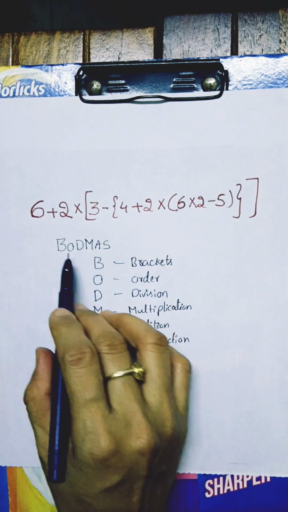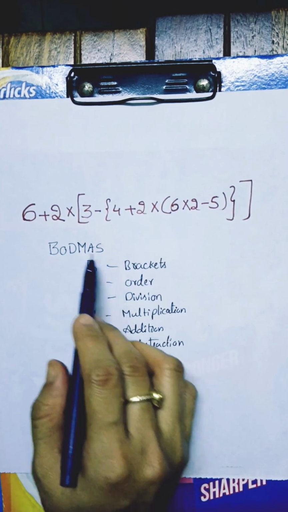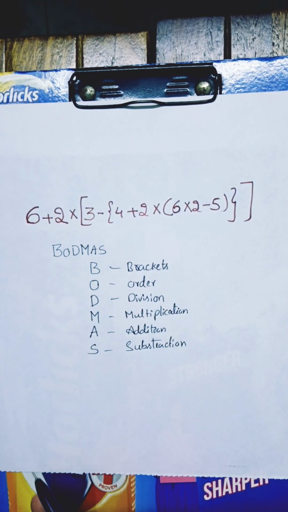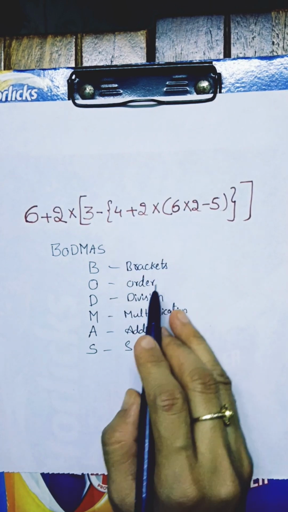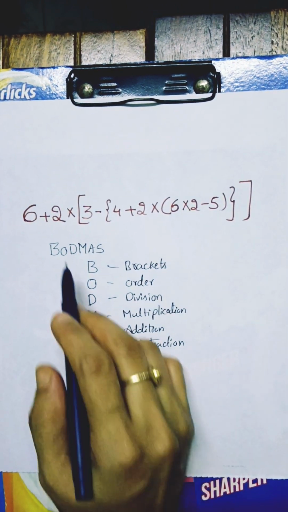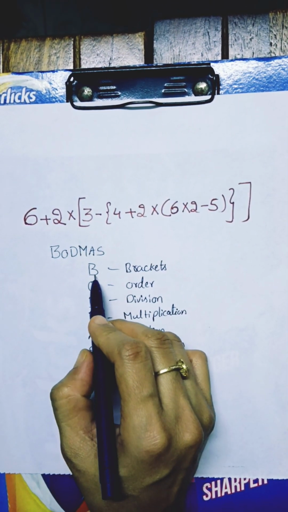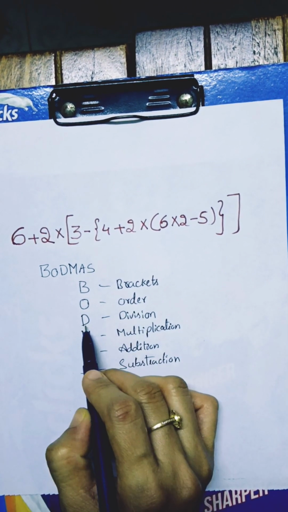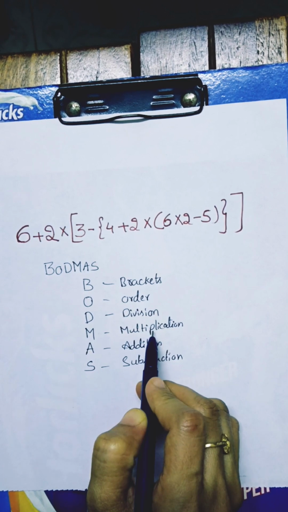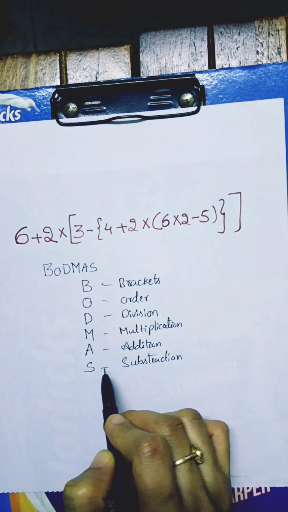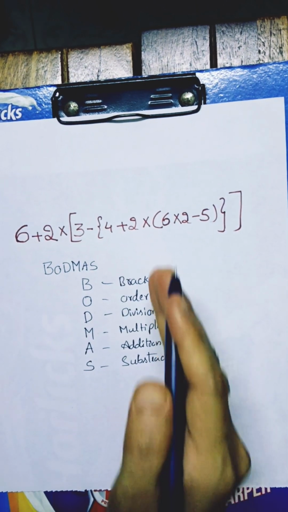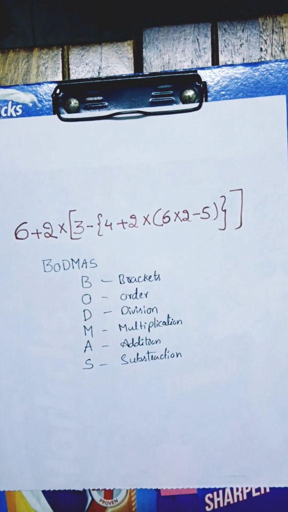Then we all know the BODMAS rule. If you all know the BODMAS rule and the order of doing it, then it's very easy for you to do this type of problems. Here BODMAS is nothing but brackets. B stands for bracket, O for order, D for division, M for multiplication, A for addition, and S for subtraction. According to this format, we have to do this type of sums.